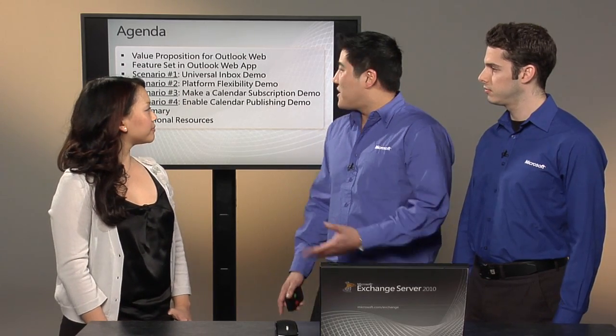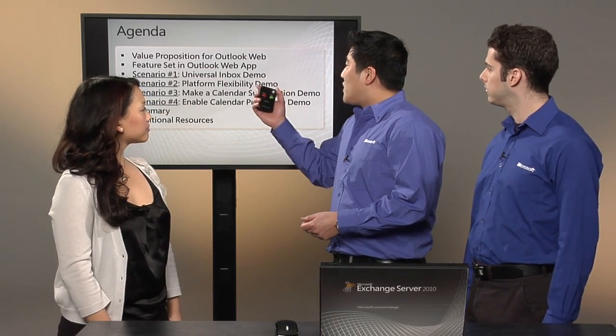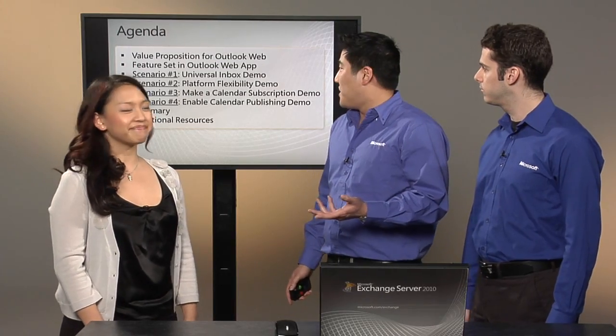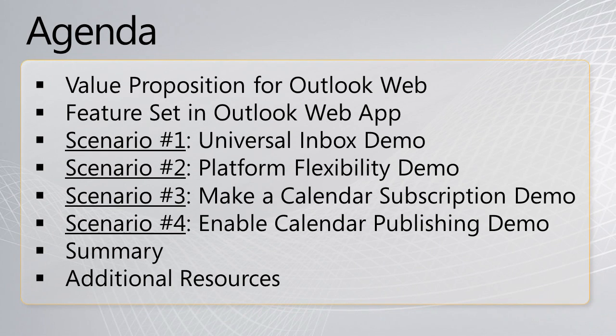Great. So what are some of the specific items we'll be discussing? Okay, so in this video, we are going to be talking about the value proposition as well as the feature set in Outlook web app, as we do with some of the other workloads. And then we're really going to dive straight into demos, and demo 4 scenarios here. The first is the universal inbox demo, which will speak to a lot of the different functionality that you get within the Outlook web app client.